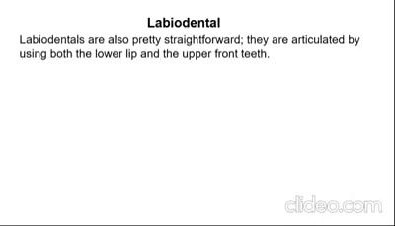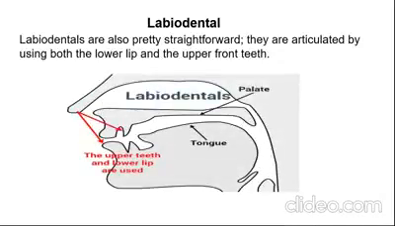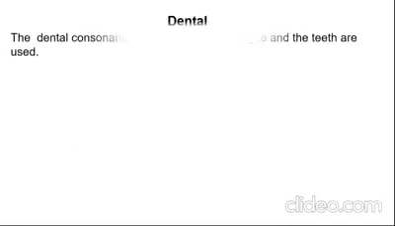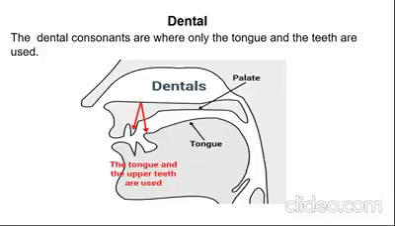Labiodental. Labiodentals are also pretty straightforward. They are articulated by using both the lower lip and upper front teeth. Look at the diagram, look at the arrow, the lower lip and the upper teeth, and the sounds are called labiodentals. Dental. The dental consonants are where only the tongue and the teeth are used. Look at the diagram, the arrow shows the tongue touching the upper teeth.